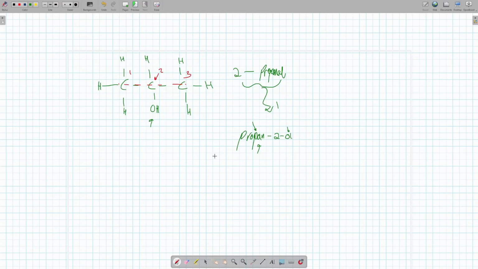Let's say I have butanol. I'll just do it like this: CH3, CH2, CH2, CH2, and it's bonded to OH. Here, our OH is on the fourth carbon, but if you start counting from the right, it's on the first one. So what is our molecule here? We have 4 carbons, so it's butanol, right? Since it's on the first one, we just say 1 dash.